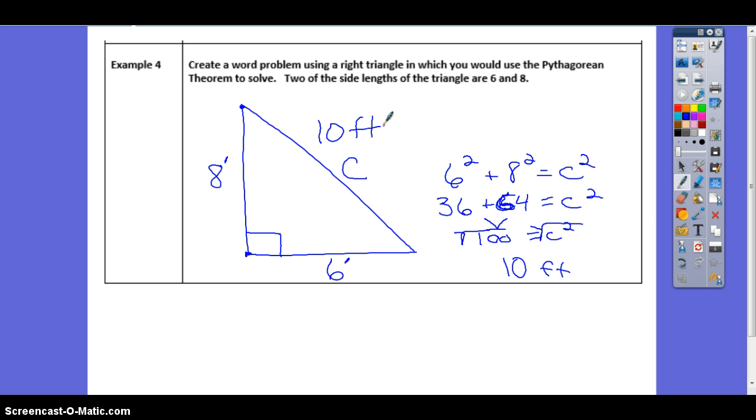Who's hungry for Doritos right now? I know. All right, your homework is page 3 and 4 in the packet.